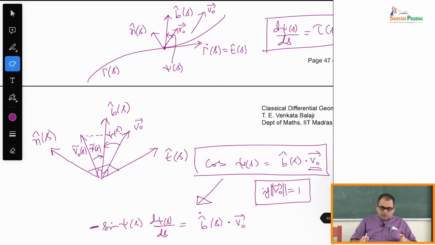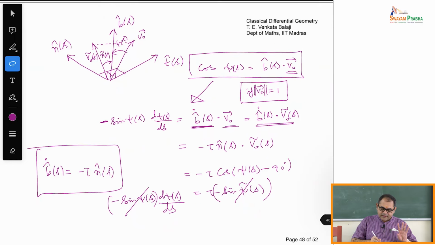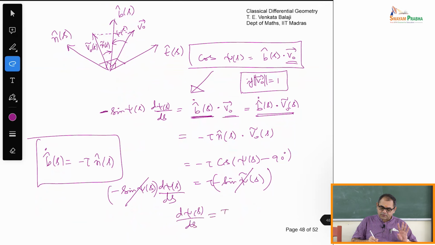But now watch carefully, this b cap dot is in which direction? It's in the n direction, it's parallel to n. So the dot product of b cap dot with v naught will be the same as the dot product of b cap dot with v naught tilde, because the dot product with the other component, which is along the tangent direction, will be 0. So if I calculate this on both sides, you will get d psi s by ds is equal to tau.